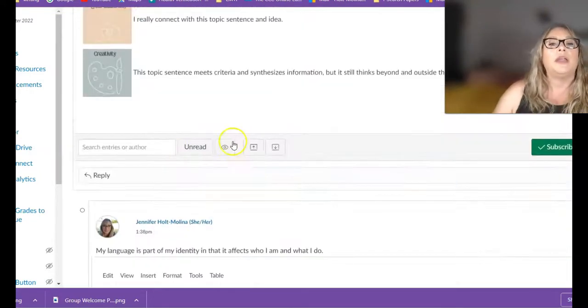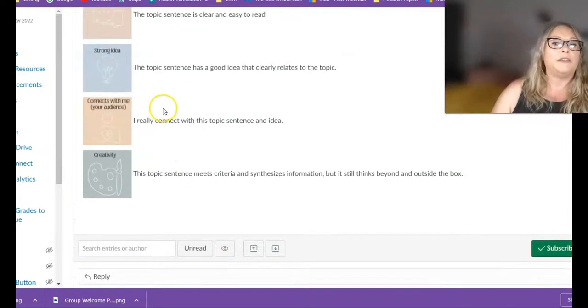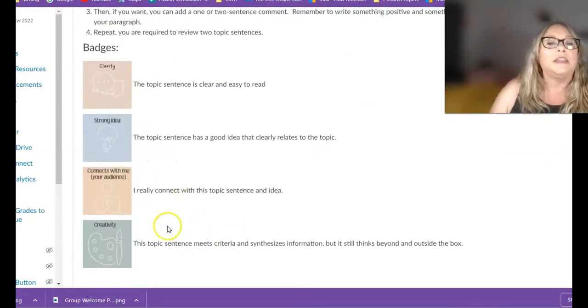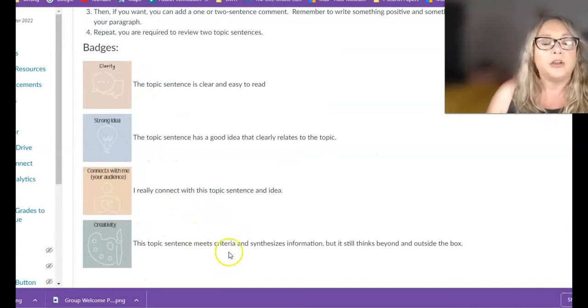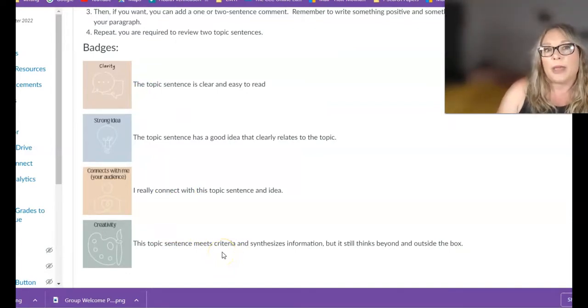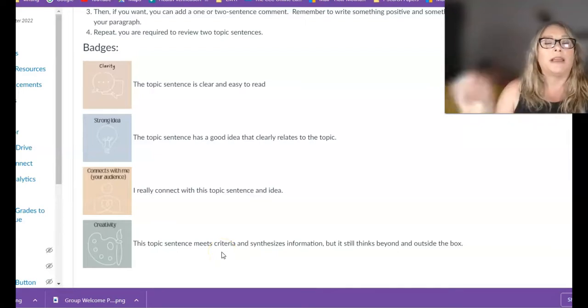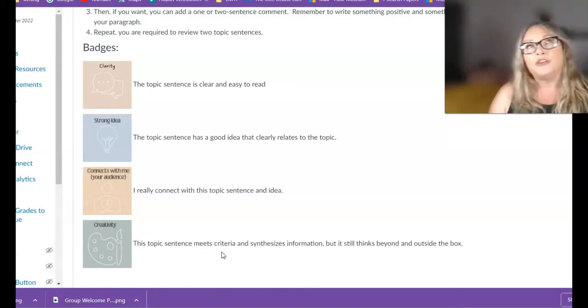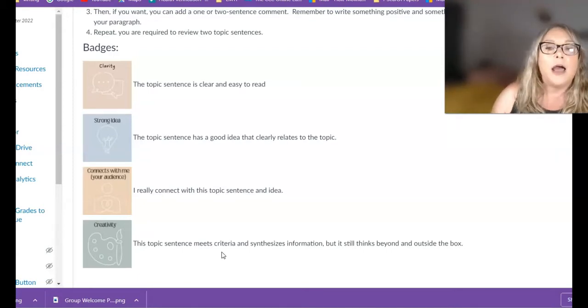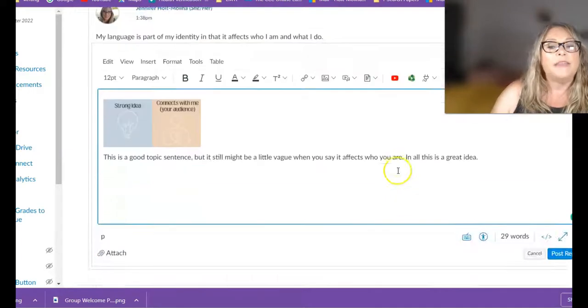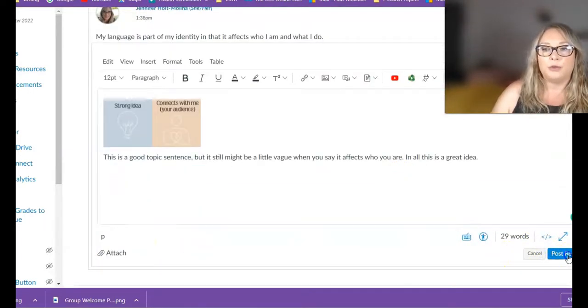Now, come up here. If there is nothing, and you feel none of these work, then just decide on the one that's the closest, because you don't want anybody going with no badges at all. And then you can always add a little caveat or a little explanation afterwards saying, yeah, it is a strong idea, but I would suggest that you do something like this. Hopefully, this helps you, and then you're going to click post reply.